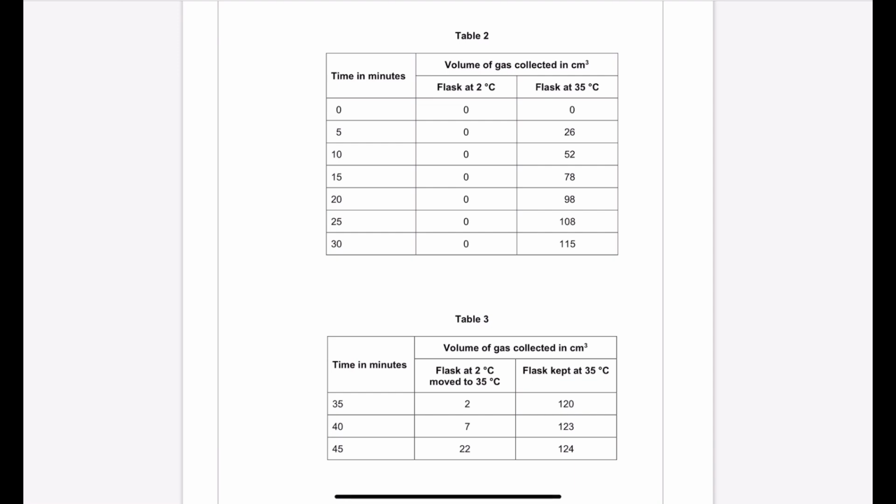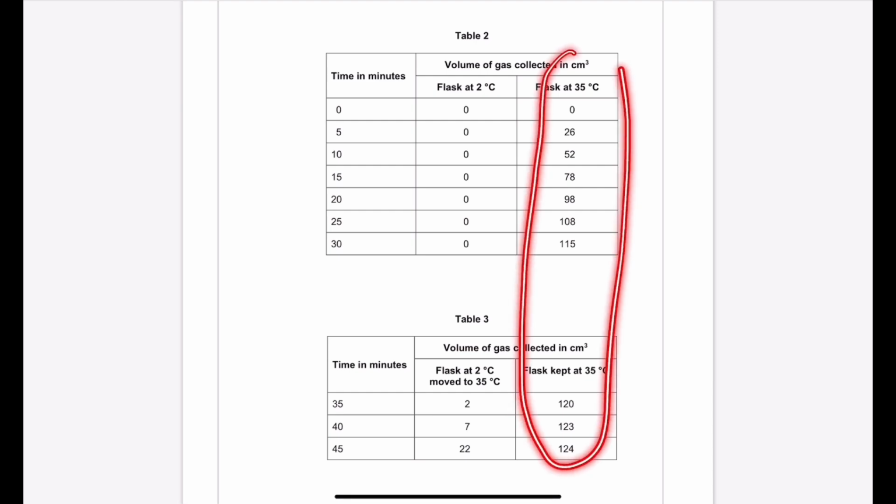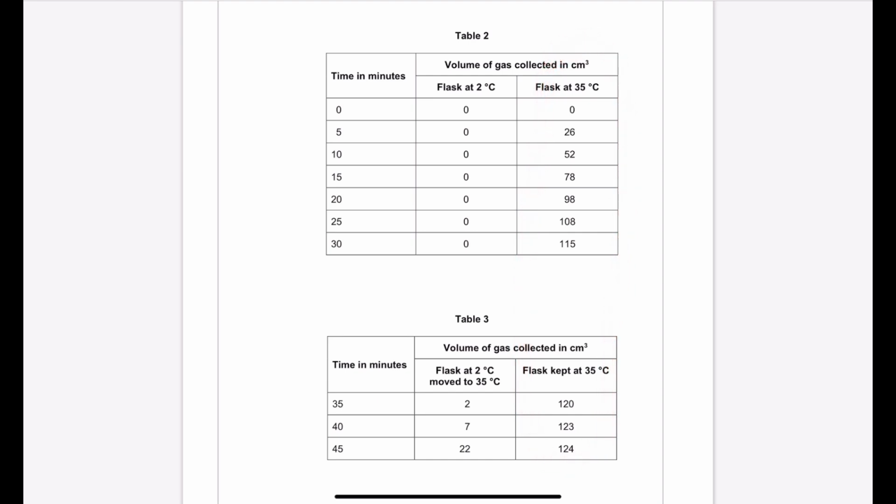In 3.5, we need to compare table number 2 and table number 3 for the flask which was kept at 35 degrees only. We can see that the rate of production of carbon dioxide was quite good in the beginning, but later on the rate is getting slow here.